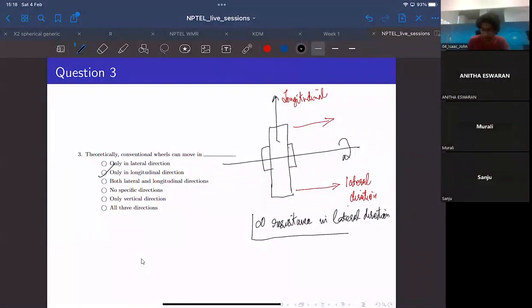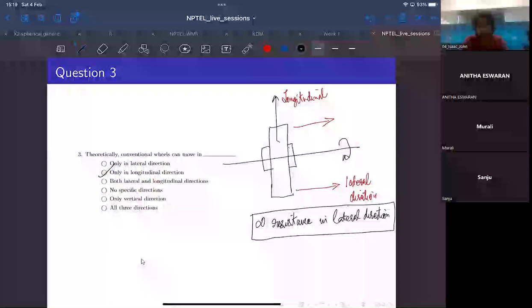Note this point. This could be asked in your assignments or in further quizzes, like how if you are modeling the conventional wheels, we'll model as if conventional wheels have infinite resistance in lateral direction. It won't slip. It can only roll along its longitudinal direction. So I hope this reasoning is good enough. I hope this is clear enough.